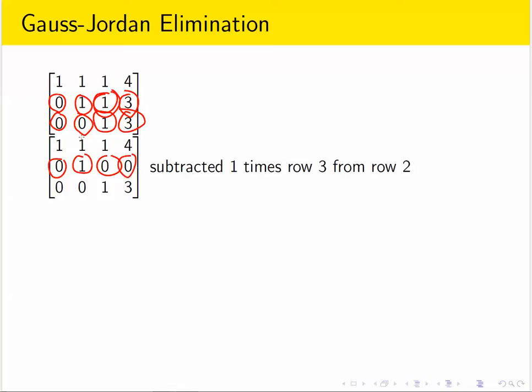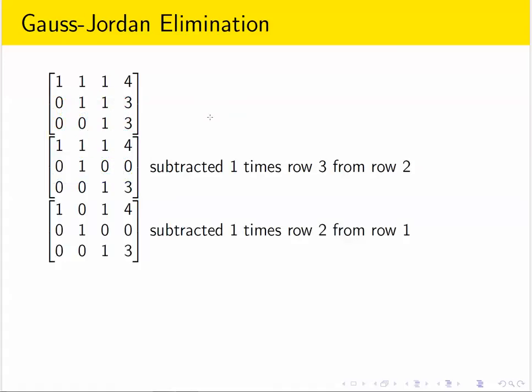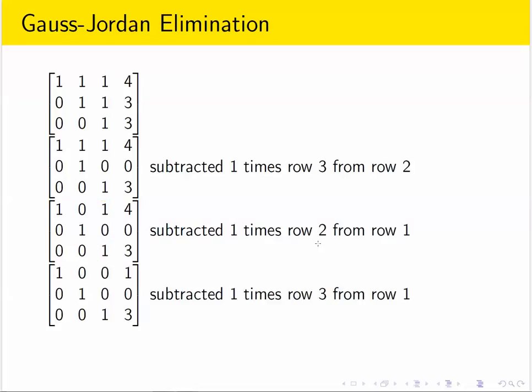Okay, next I'm going to make this into a 0. I can do that if we subtract 1 times row 2 from row 1. So I'm subtracting this whole row from this whole row, and you can verify that the result is this new row 1. And then I've got one more step to work on. I want to make this into a 0. To do that, I can subtract this number that's below it. So I can subtract 1 times row 3.